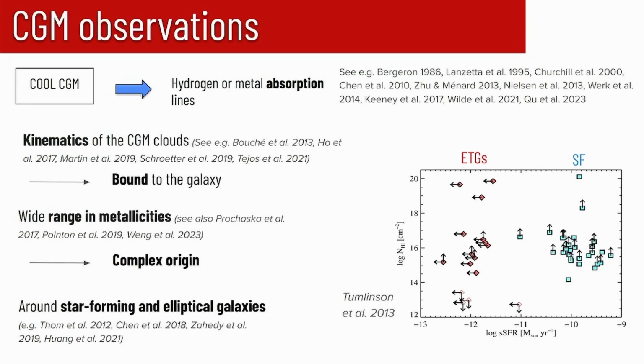But this is an interesting puzzle, because you need to explain why there is so much cool gas around galaxies that are actually not forming stars. So the origin in general and the connection of this gas also with the galaxy is not clear.